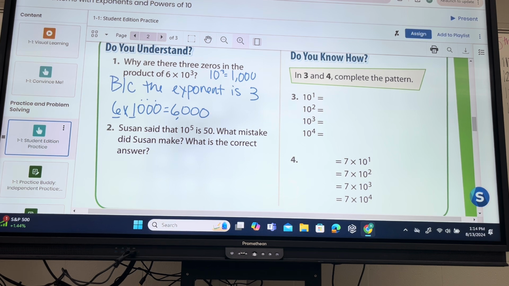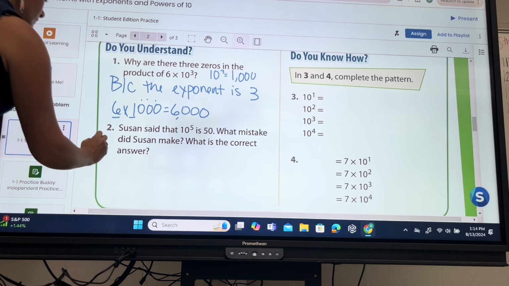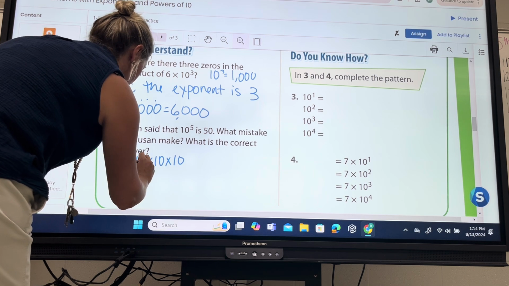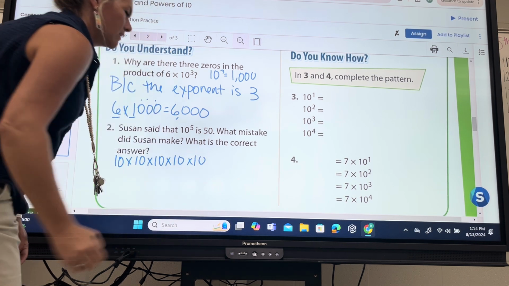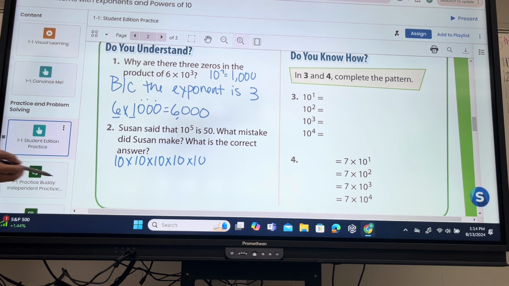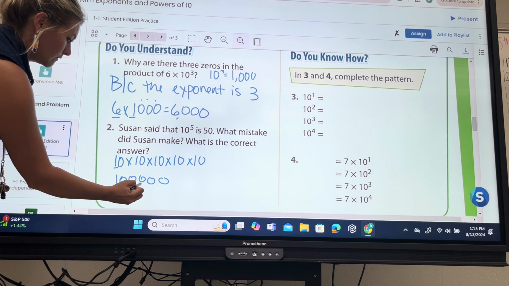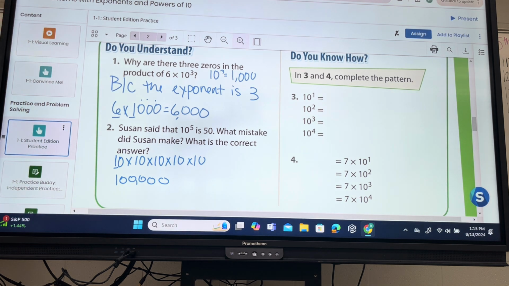Number 2, Susan said that 10 to the power of 5 is 50. Well, 10 to the power of 5, what is my long form for that exponent? 10 times 10 times 10 times 10 times 10. So I know that my first digit is going to be a 1, and then I'm going to have 5 zeros behind it. So what mistake did she make?